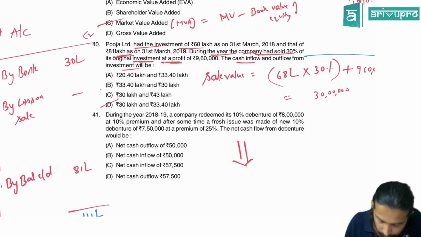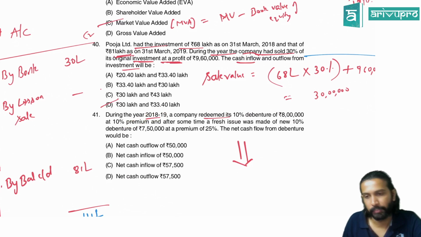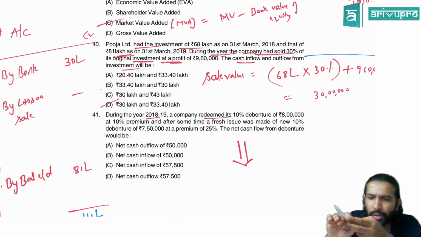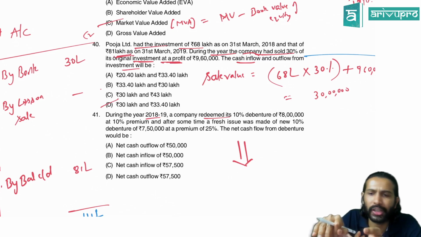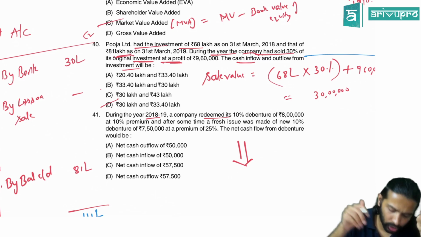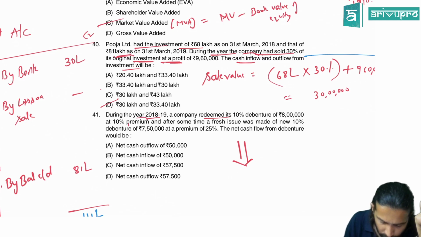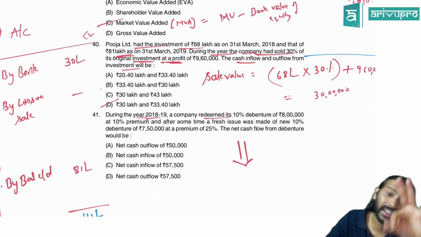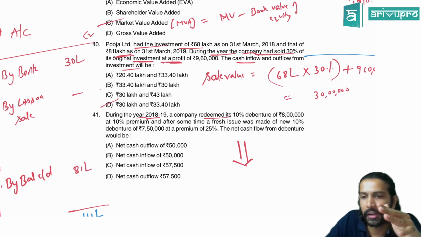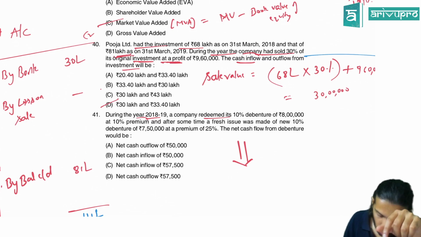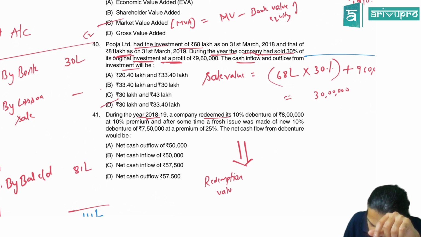Okay, next. During the year 2018-19, company redeemed 10% debentures of 8 lakh at 10% premium. If they are redeeming the debentures, it means issue of debentures, redemption of debentures. If the company issues any debentures, it's a source of finance. So when you're preparing cash flow statement, issue of debentures, redemption of debentures and interest paid on those debentures, all are what activity? Financing activity. Here you have redeemed the debentures. Can you tell me what is the redemption value? Redemption value means how much you are repaying.